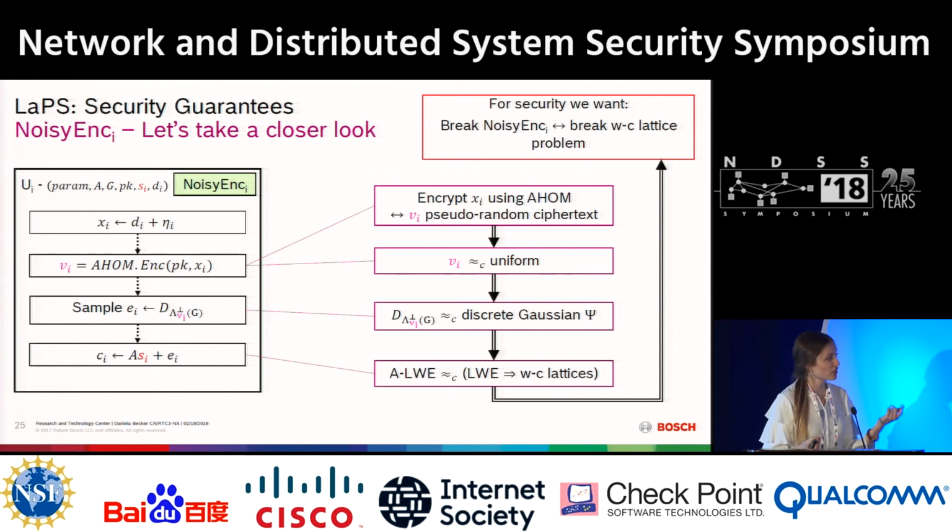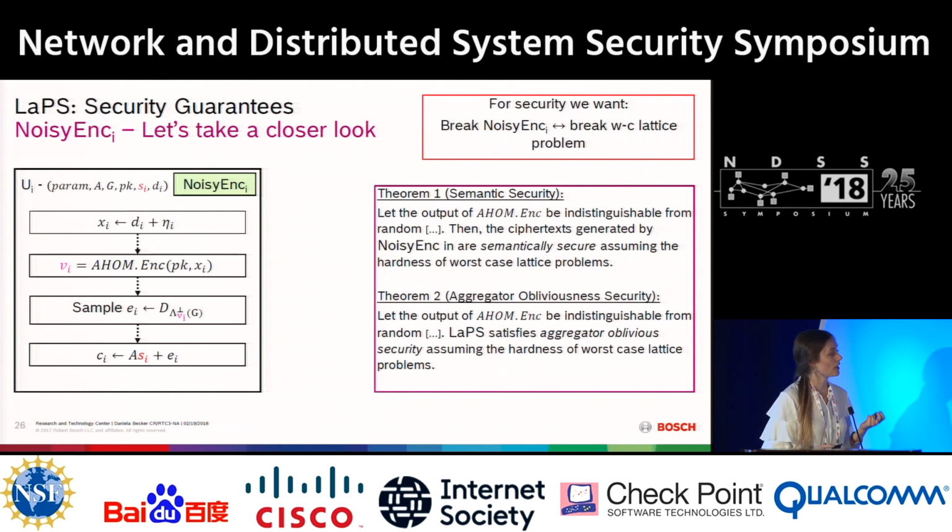And the way we ensure that is by not only requiring that the encryption routine of this additively homomorphic scheme is semantically secure, but it also produces pseudo-random ciphertexts. Why is that? Because the output of that encryption routine is exactly going to be that VI. Hence, if that is a pseudo-random ciphertext, we're able to satisfy that requirement and get the rest of that proof of chain.